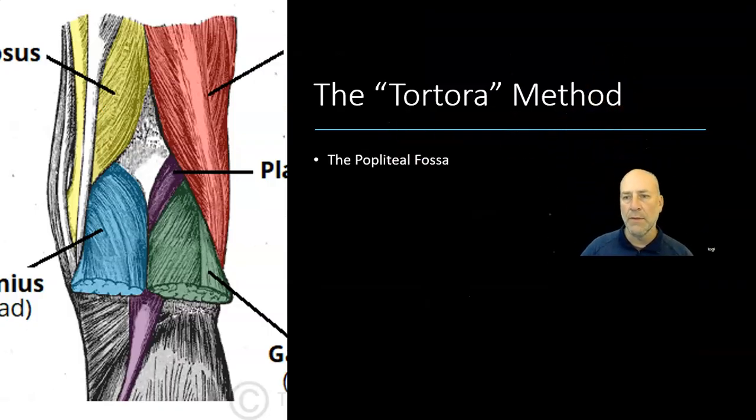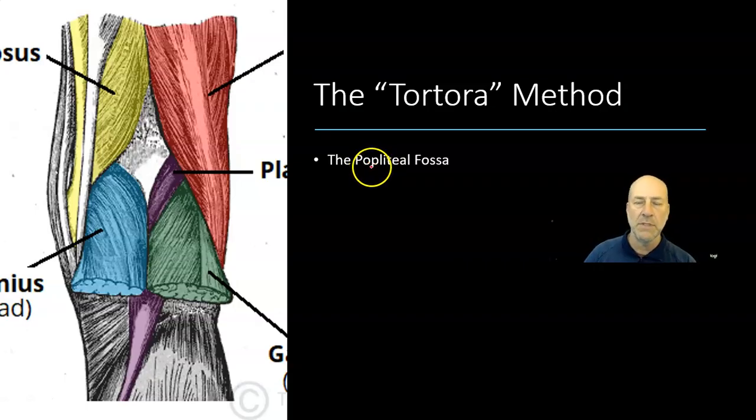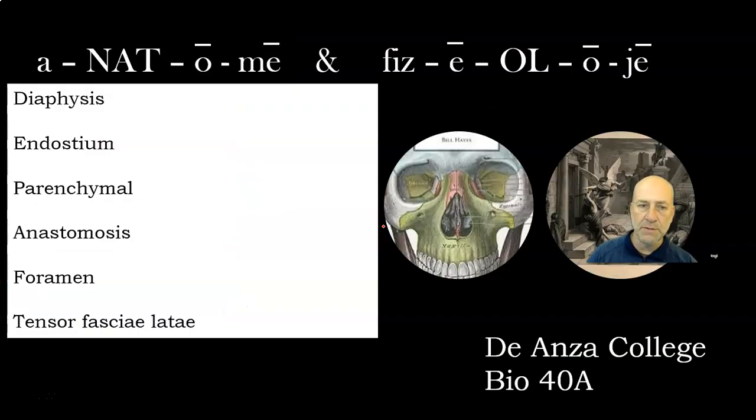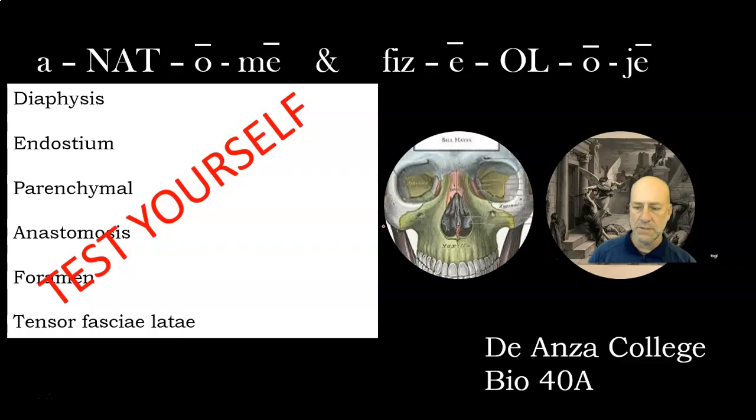And then the Tortora method would tell us that there's no pop. I like this one because there's no pop. You don't stress the first, no pop anything. It's popliteal, not popliteal. It's popliteal. Accent on the second syllable, popliteal fossa is this beautiful diamond-shaped area right there in the back of the knee. All right. And that leaves you to your testing yourself on these.